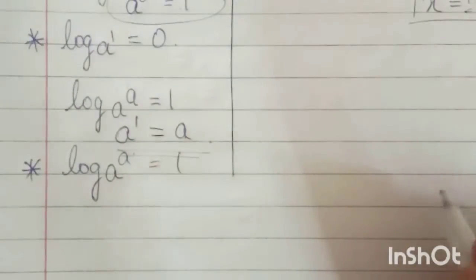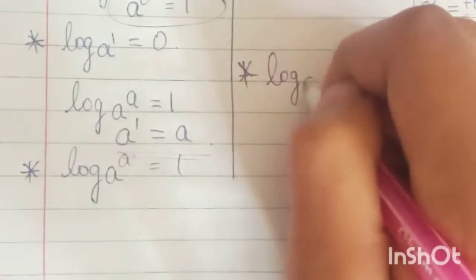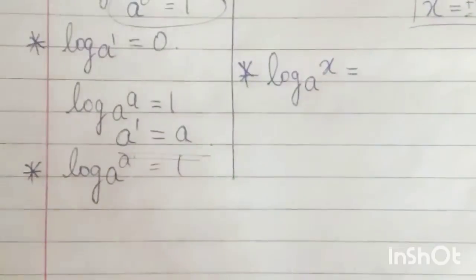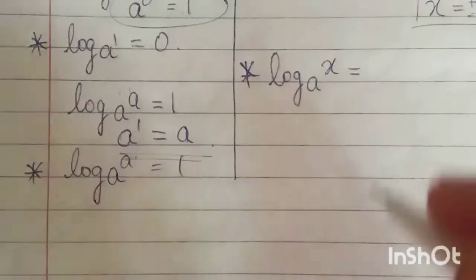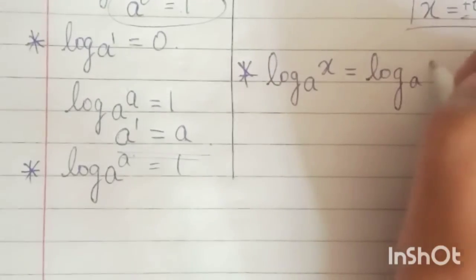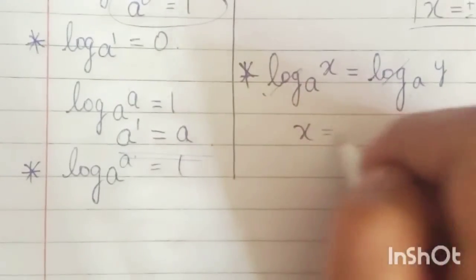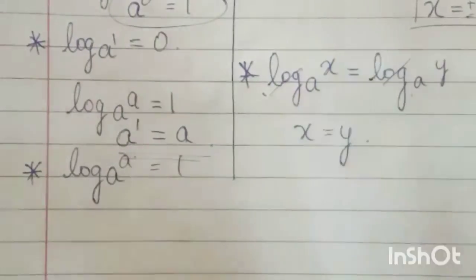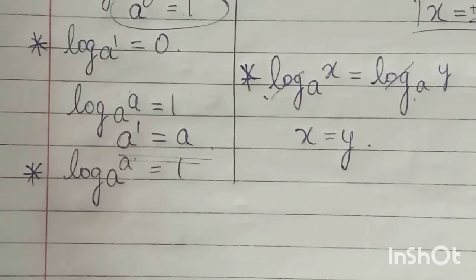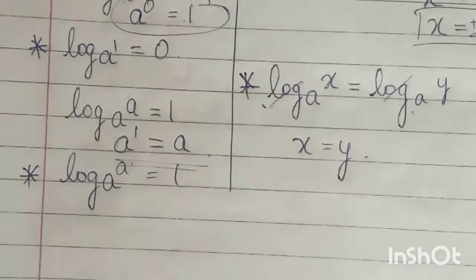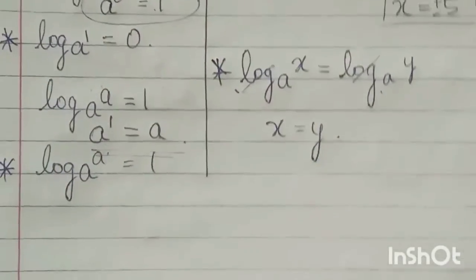The next rule is when I have log x to the base a is equal to log y to the base a. Here the bases of both are the same, right? So I get x is equal to y. Bases are the same, as you learnt in exponents and powers. So these are all some kind of rules. Now let us go with an example.